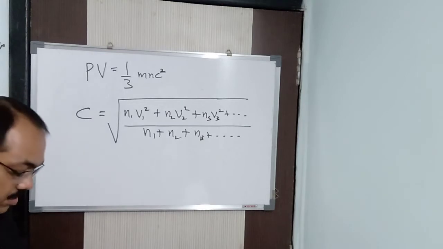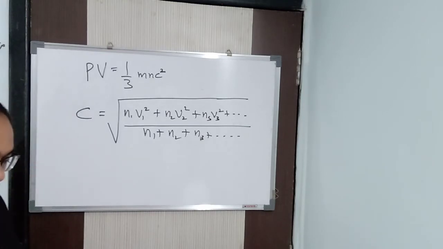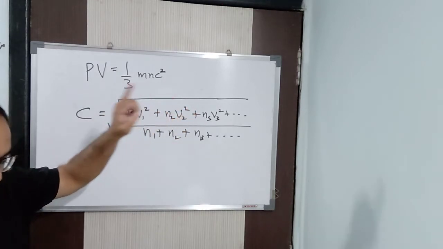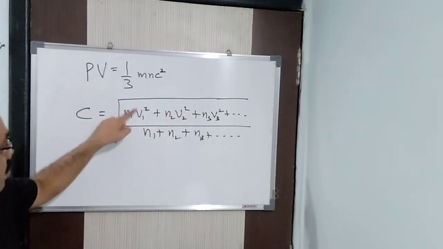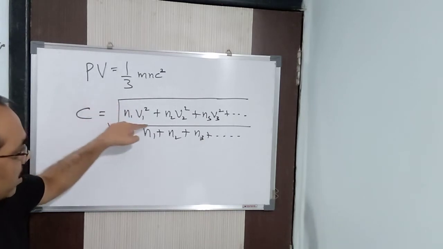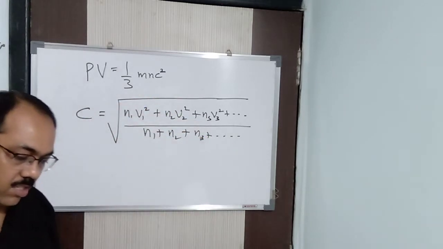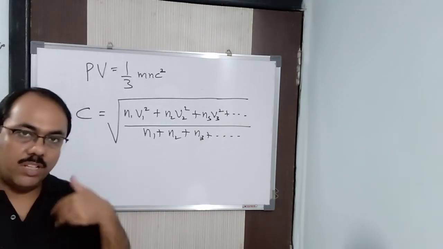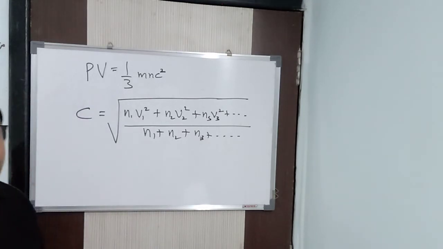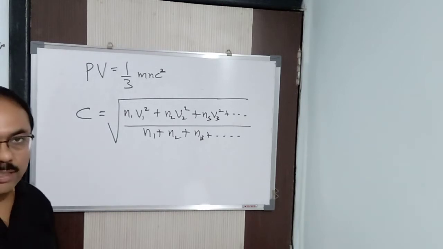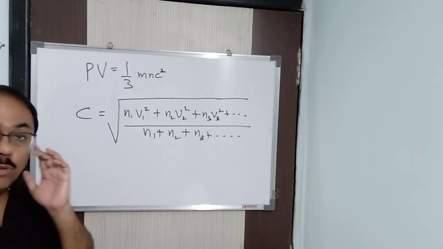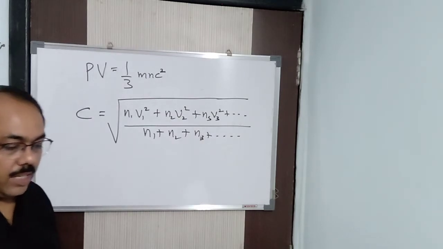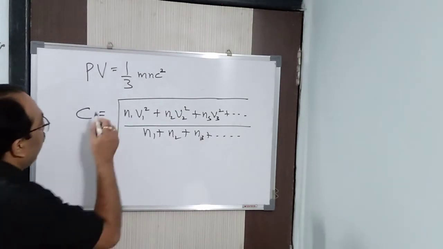It is defined as a square root, this is the square root, of the mean, this is the mean or average, of the squares of the different velocities of the different molecules of the gas present in the container. So this is your root mean square speed or root mean square velocity. Clear? Fine.